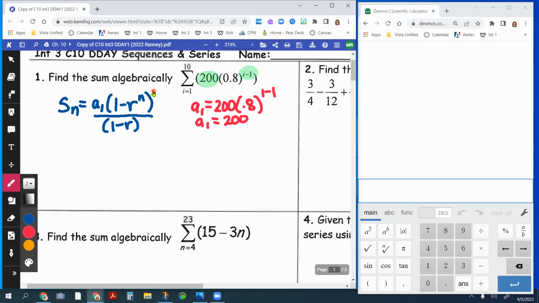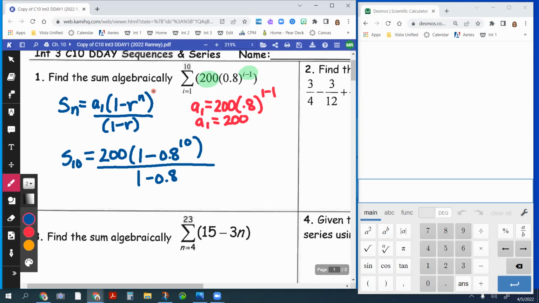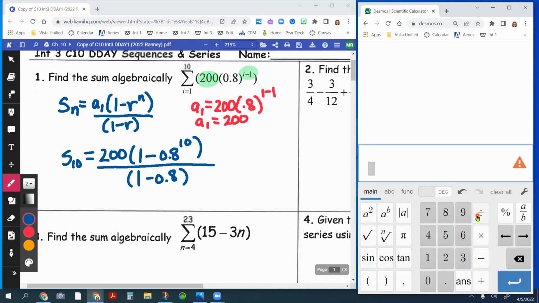So in this case, I am going to be finding S sub 10. So S sub 10 is going to be my first term, which is 200 times 1 minus my r, and my r is that 0.8, and this is going to be raised to the power 10 all over 1 minus 0.8. Now, when I'm doing this, if I'm doing this not using a fraction, I definitely want parentheses around the bottom, okay?